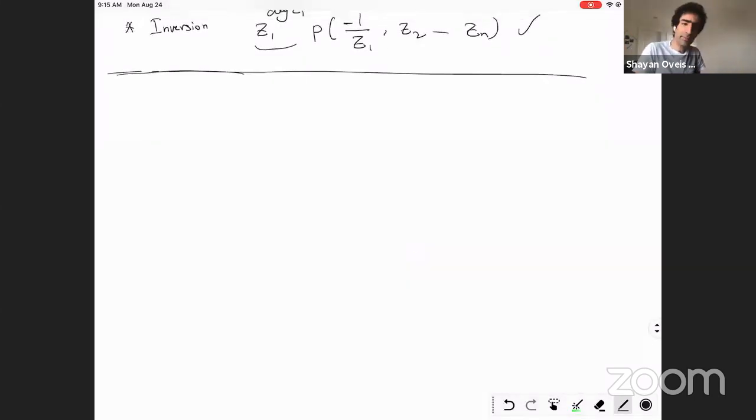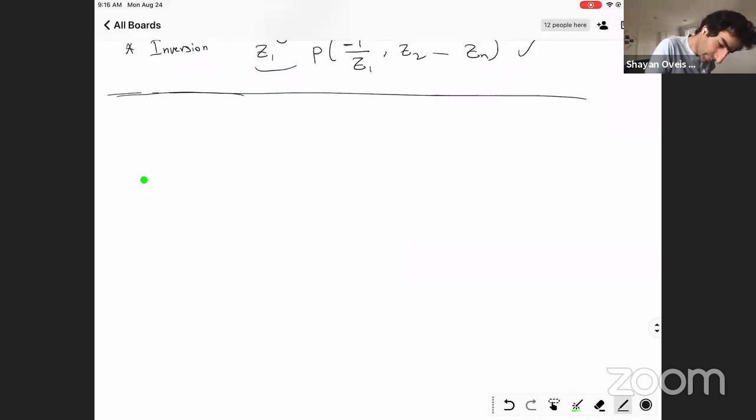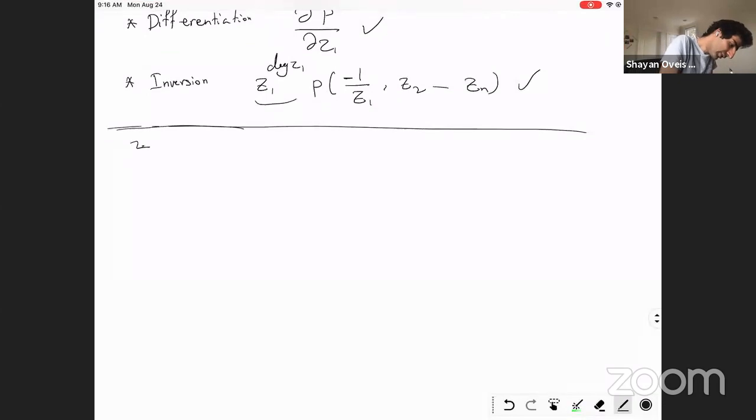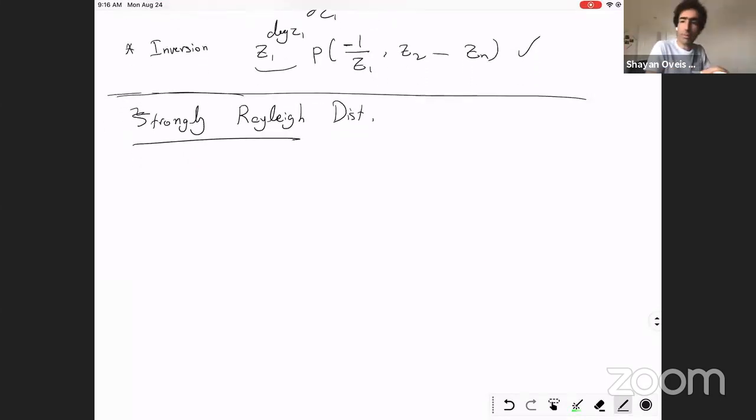So the last thing I want to say is a probabilistic analog of what I talked about, called strongly Rayleigh distributions. So this is sort of a probabilistic analog of this family of real stable polynomials. I need some definitions before talking about it.